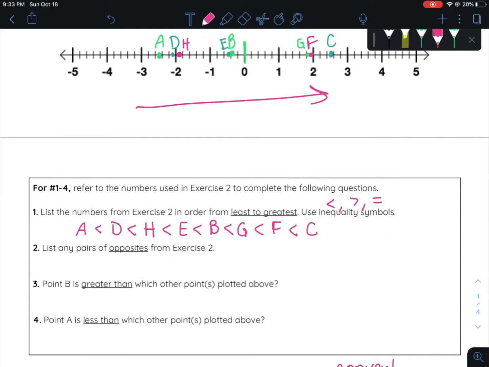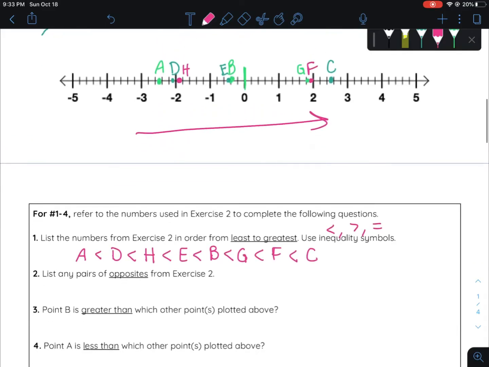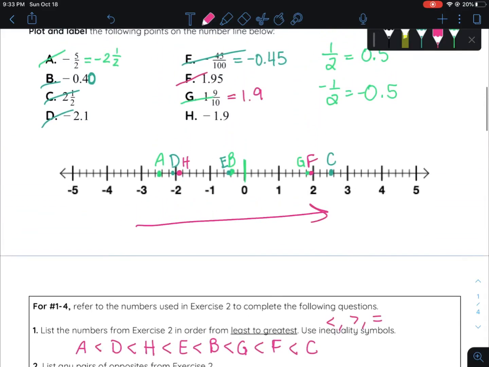Now the next question, number 2, is asking us to say if there are any opposites. So actually, I'm going to go back up to the list, and I'm going to look around here. So I do see -2.5 and then +2.5. And I also see 1.9 and -1.9. Nothing else looks like it's opposites.